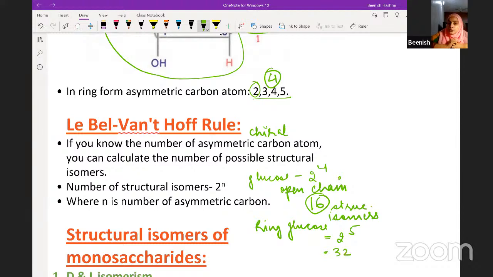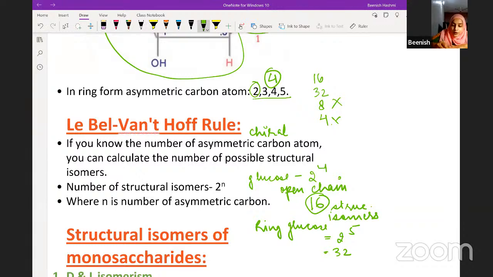Now I ask you, if there's a question like, what is the number of structural isomers of glucose? And you have the options 16, 32, 8, and 4. These are your options. Okay, now tell me quickly in the comments which one you will mark. It's going to be 16, 32, or 8 or 4. Now 8 and 4 are definitely out of the question.